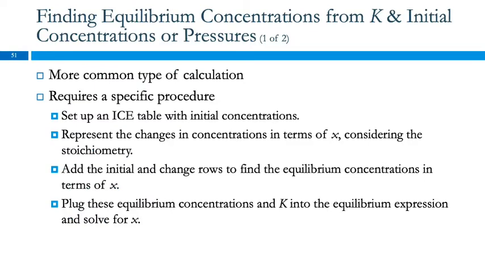Okay, so the more common type of calculation is with the ICE table. So these are your steps, okay? You set up an ICE table with the initial concentrations. You represent the changes in concentrations in terms of x, considering the stoichiometry. Then you're going to add the initial and change rows to find the equilibrium concentrations in terms of x. You're going to plug those equilibrium concentrations and the value of K that you were given into the equilibrium expression and solve for x. This is where the solver on your calculator comes in very, very handy.